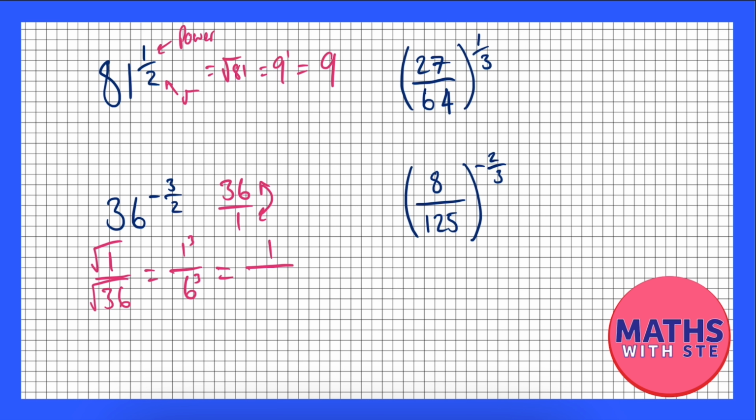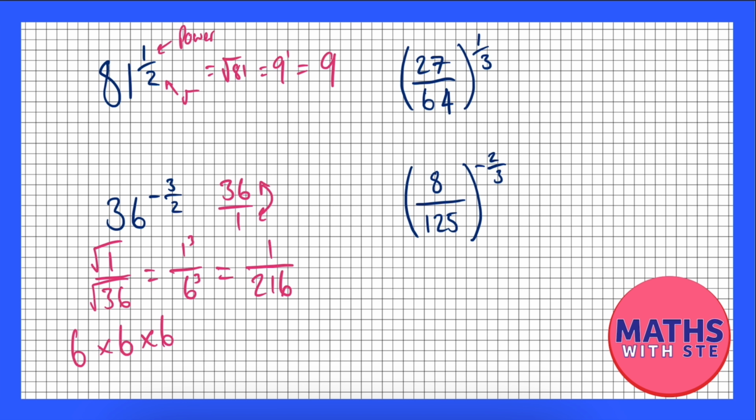6 cubed. Now, you need to get used to doing your cubes. But if you don't already know it, what you have to do is 6 times 6 times 6, and 6 times 6 is 36, and 36 times 6 is 216. It's a really good idea for you to know your cube numbers up to 10. So like 1 cube, 2 cube, 3 cube, 4 cube, etc. If you can just write yourself a little flashcard, then you can learn them. And it's definitely a really good thing for you to do.